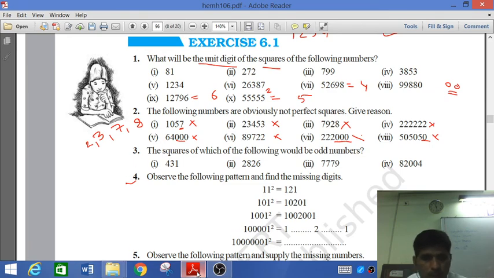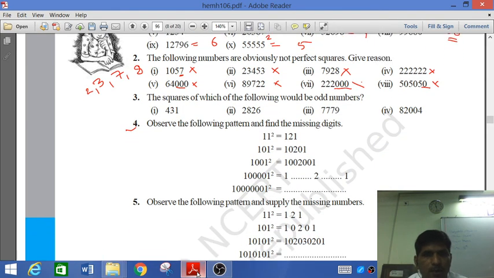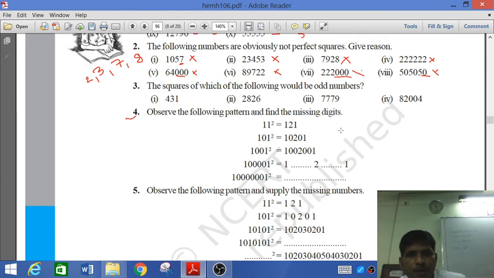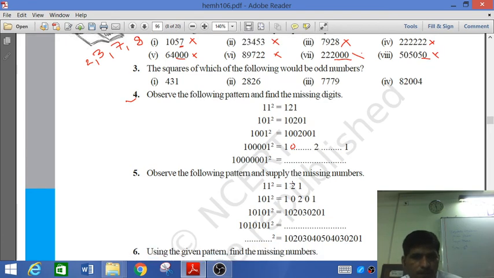Okay, so one more sum. How many sums are there? These are all pattern sums, so we can do it easily. 1 to 1, then 101 to 10201, then 1002001. How many zeros do I have to write? If you see, in 10201, 1002001, how many zeros are there? 1, 2, 3, 4. So I have to write 4 zeros, and then 2 again, 4 zeros. So this is a pattern. You have to do it yourself.